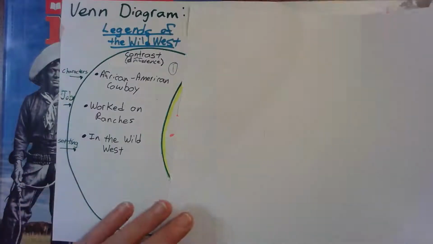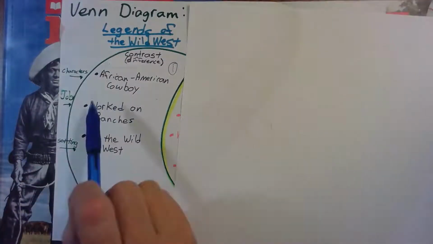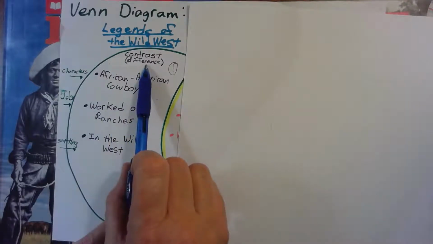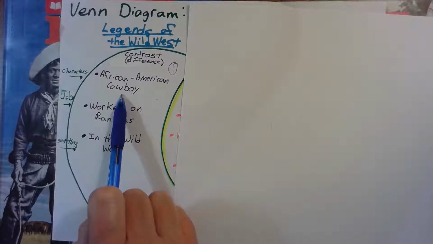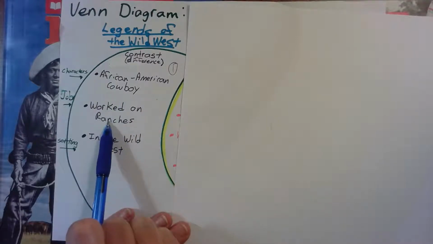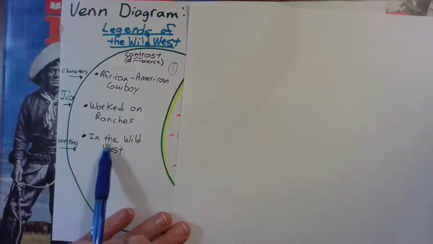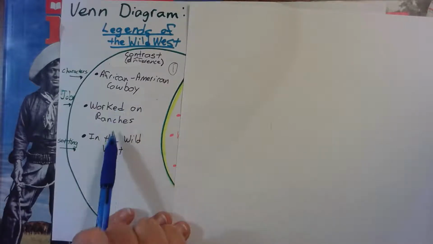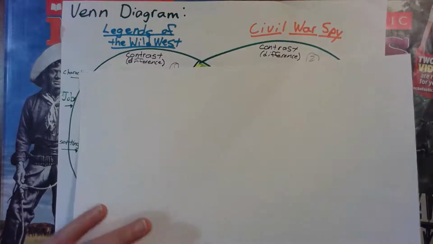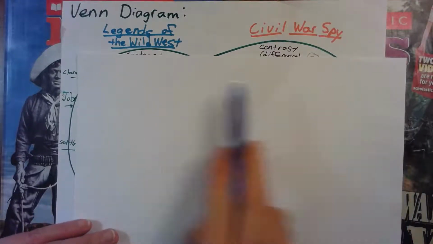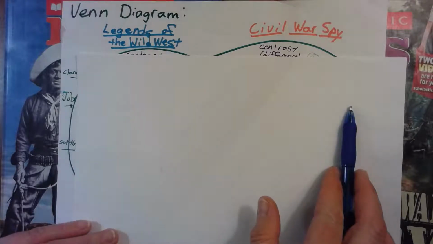Okay, the other story, The Legends of the Wild West, again, we're going to talk about the differences. There's an African American cowboy. He worked on ranches, and he was in the Wild West. Okay, so all these details are not in Civil War Spy. So we have 2 different details that are different.